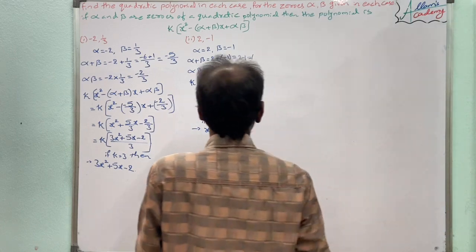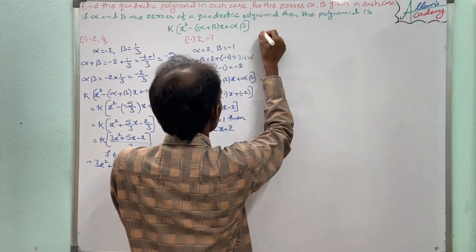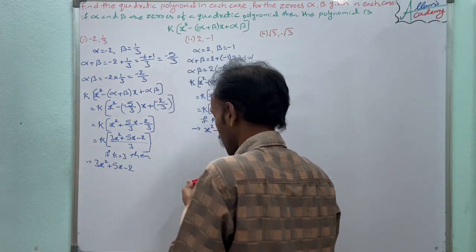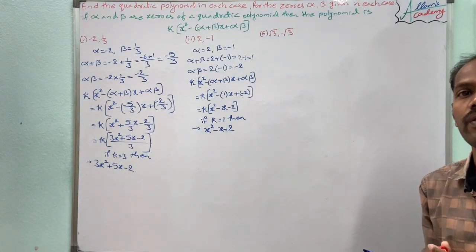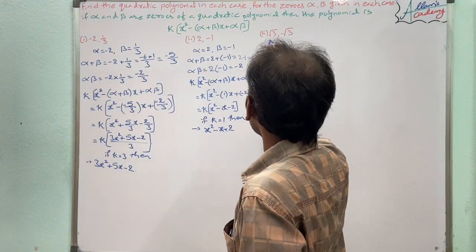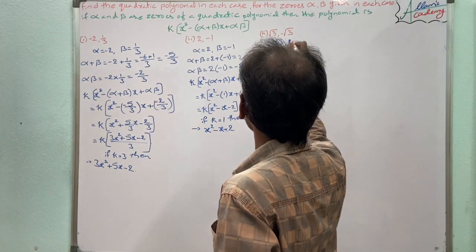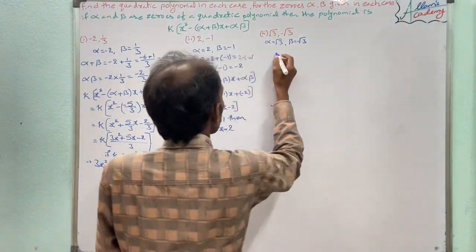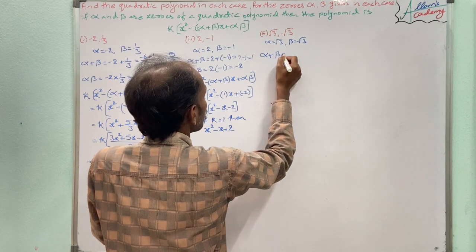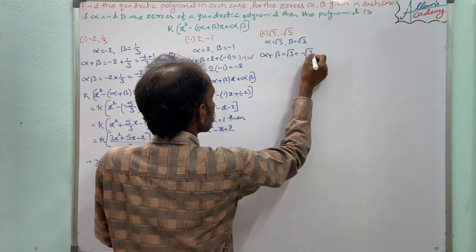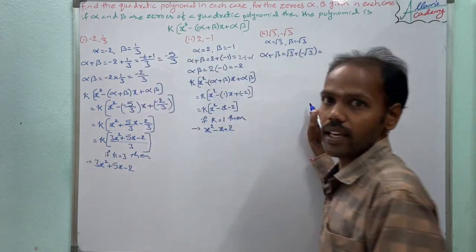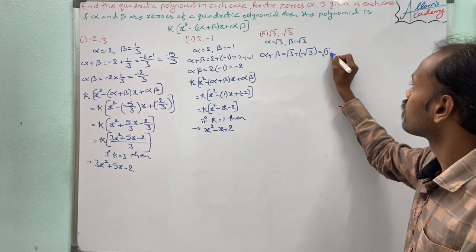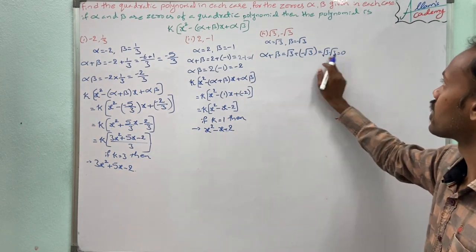Okay, so if the zeros are root 3 and minus root 3, then what is the quadratic polynomial? So alpha equals root 3, beta equals minus root 3. Now the sum of the zeros, alpha plus beta, equals root 3 plus minus root 3. So plus into minus is minus only. Root 3 minus root 3 equals 0. So the sum of the zeros, alpha plus beta, equals 0.